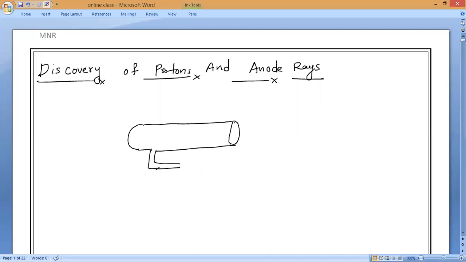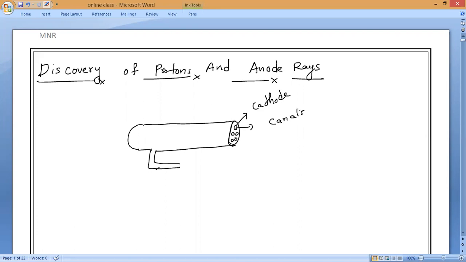What do you mean by a perforated cathode? This is what we call a cathode, but this cathode has small punches, or canals, or holes. This is the only difference between the cathode ray experiment and this one for producing anode rays.